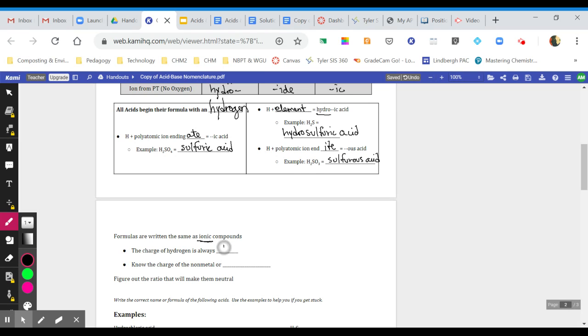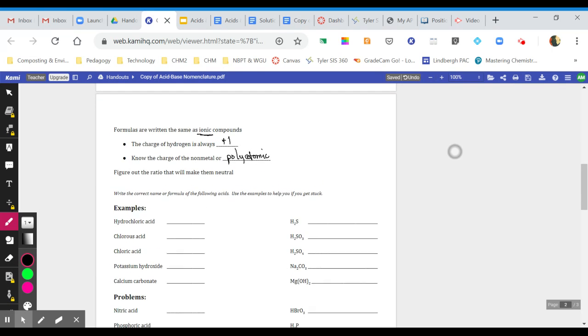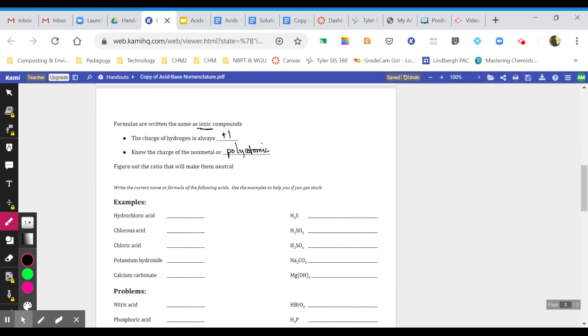Hydrogen always has a charge of +1. And then we need to know the charge of the nonmetal or polyatomic ion. And then we find the ratio that makes them neutral. We balance those charges to make the formula. So I've got a few examples here that we're going to go through together.